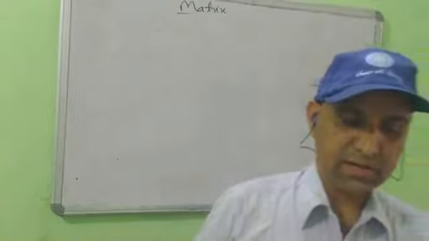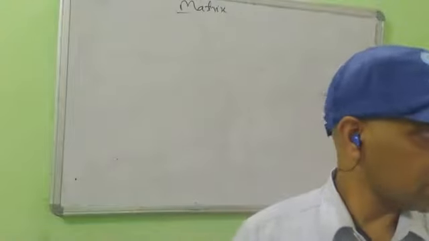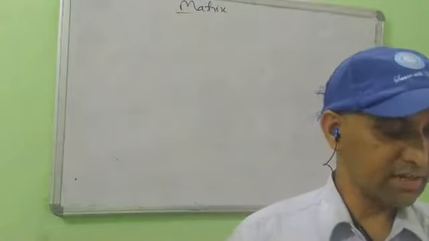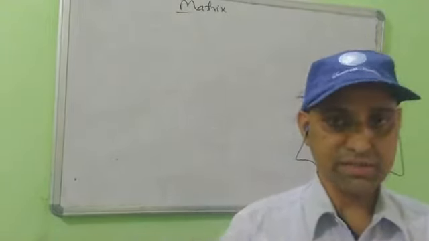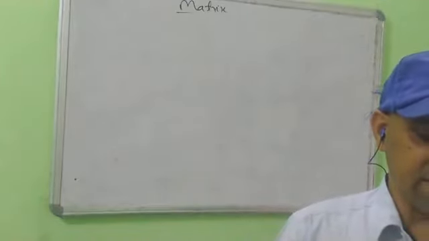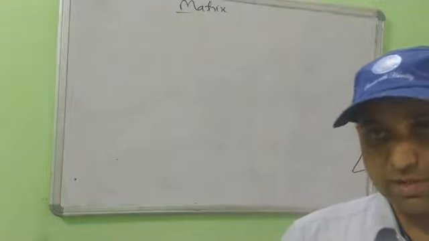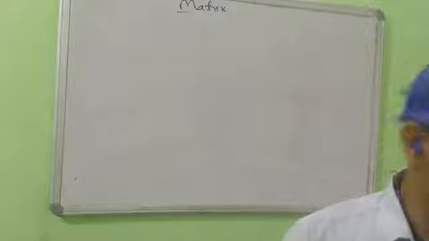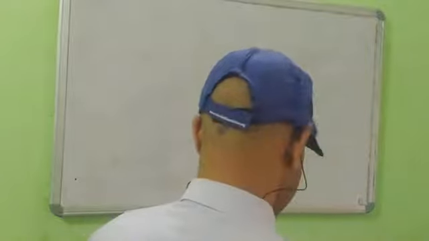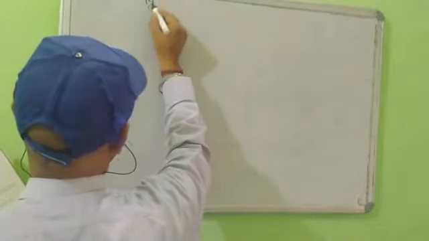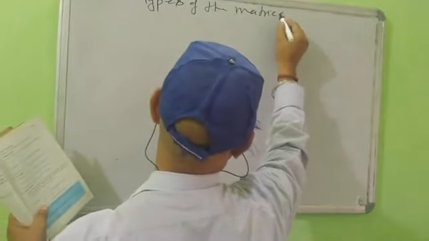Yes, students. The next topic I am taking here is types of matrices. How many types of matrices are there? First we'll discuss the column matrix, second the row matrix, then the square matrix. Among the types of square matrix are the diagonal matrix, scalar matrix, identity matrix, and zero matrix. We'll discuss them one by one. Here we will write the next point: types of matrices.